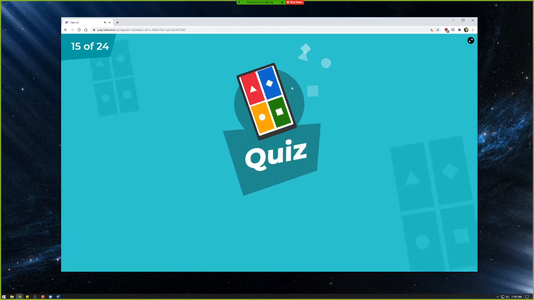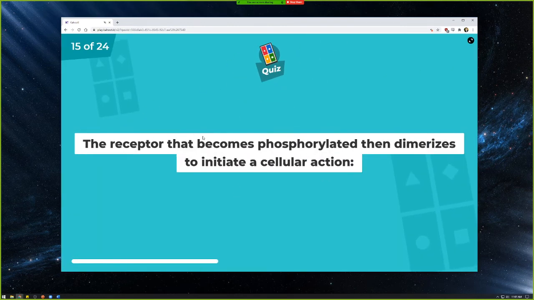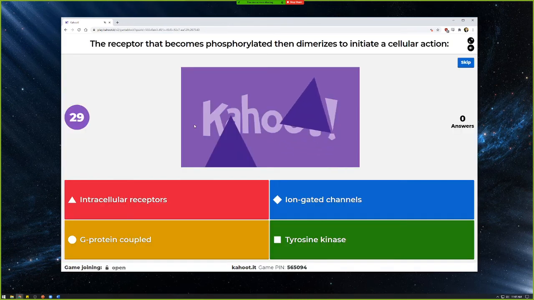Let's see. The receptor that becomes phosphorylated then dimerizes to initiate a cellular action. Going back to talking about our different receptor types, would it be an intracellular receptor, an ion-gated channel, a G-protein coupled receptor, or would it be a tyrosine kinase?